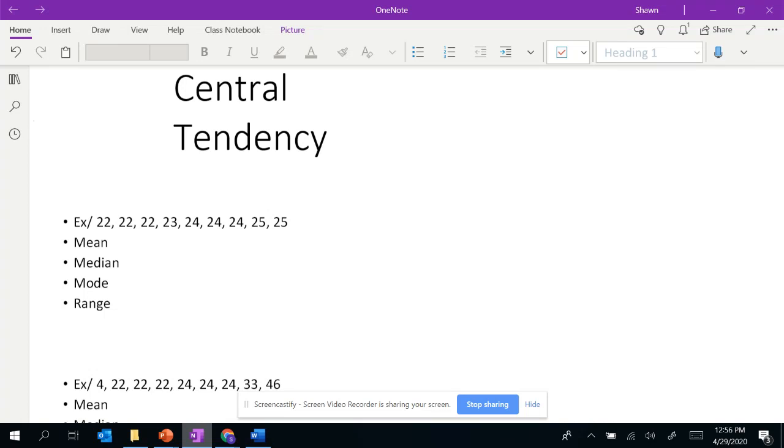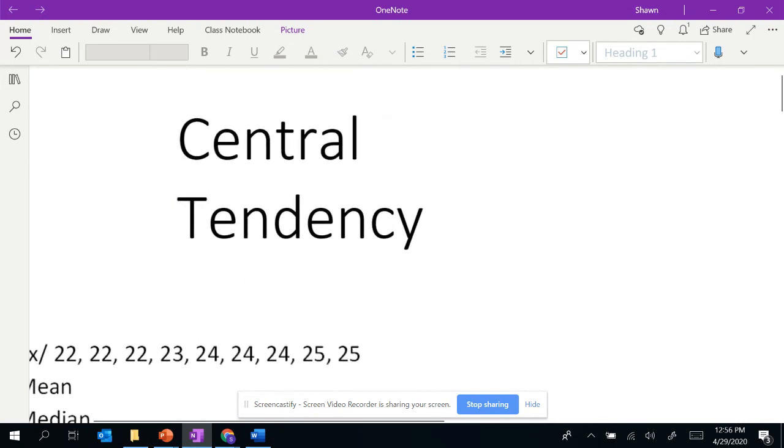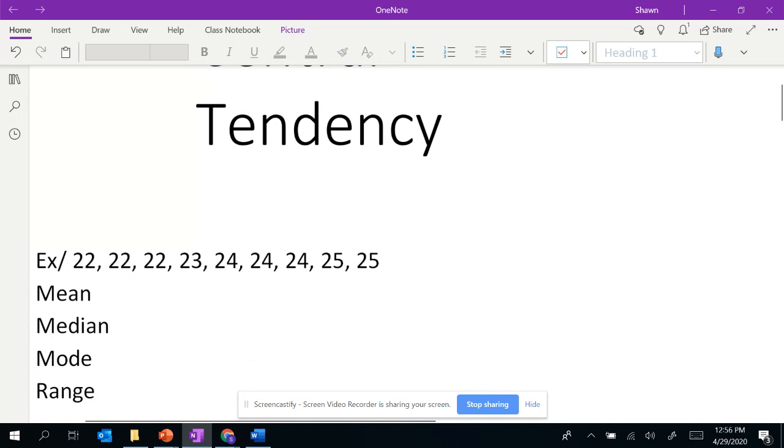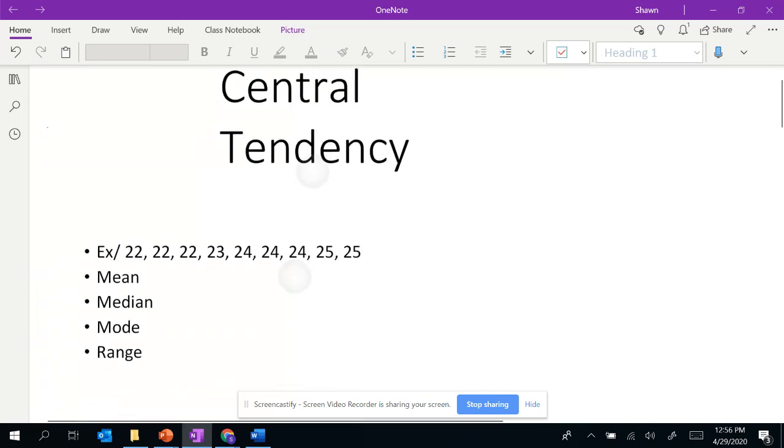Hey, Math 10. Today we're going to be continuing on about central tendency. We're going to be looking at range and how to graph it. I have a little bit different format. I don't have the normal PowerPoint because for some reason my PowerPoint has been acting up, so we're going to be working off of OneNote.